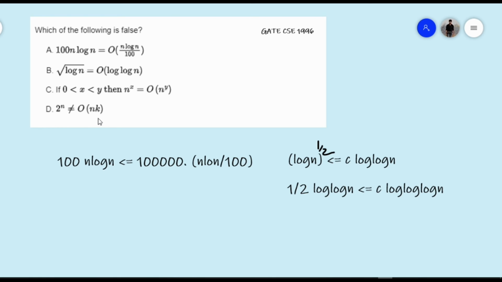Let's go to the further option. Here they are saying, 2 to the power n not equal to big O of n to the power k. Here k is a constant, so this is an exponential function, and this is a polynomial function. What does big O mean? This side should be greater or equal, but because of the polynomial function, this value will be lesser and the exponential value will be greater. So we can clearly see this is not following the big O property. They have given not equal to, so this is also true.